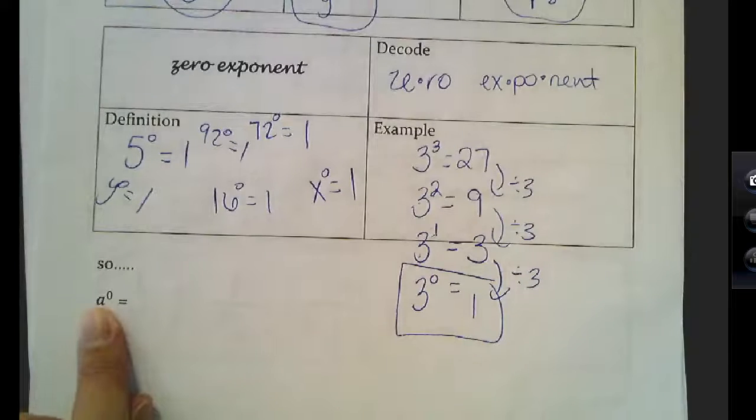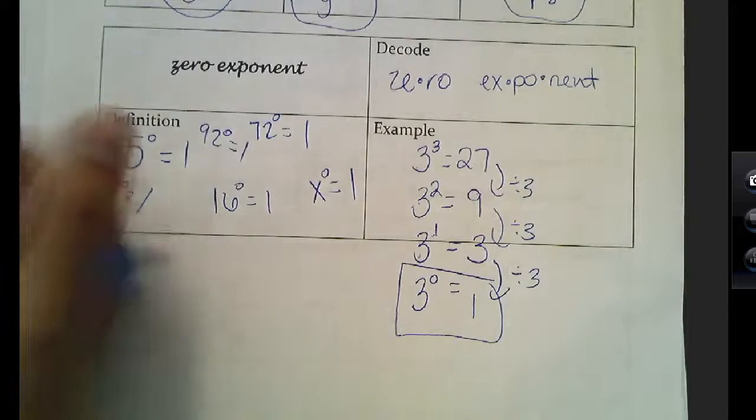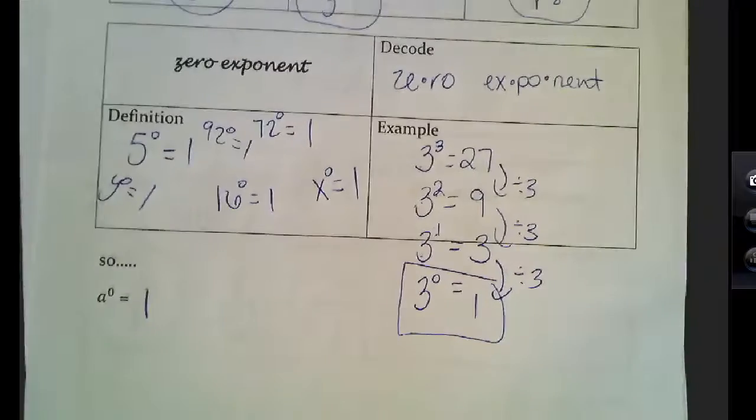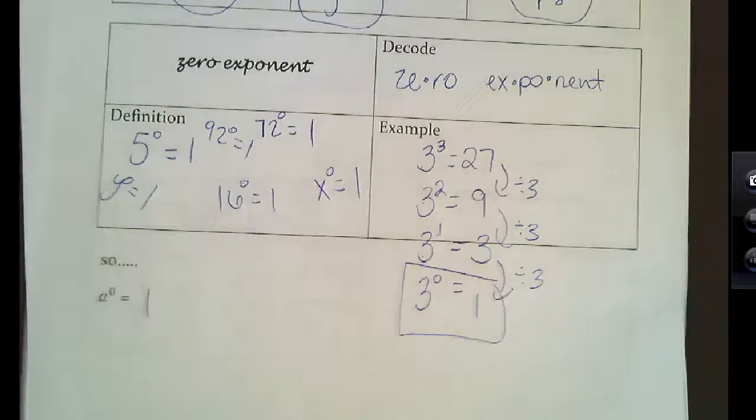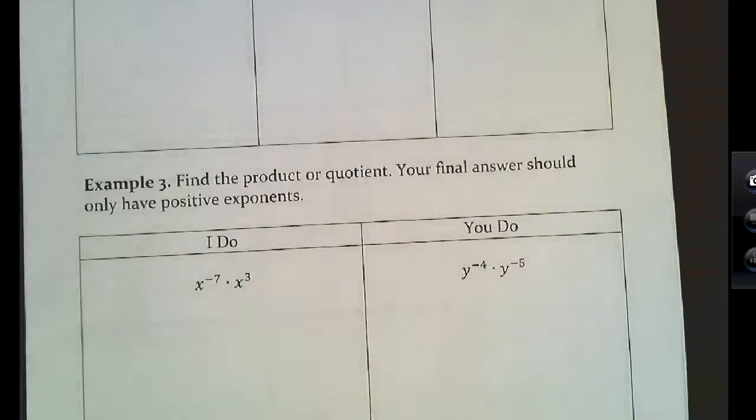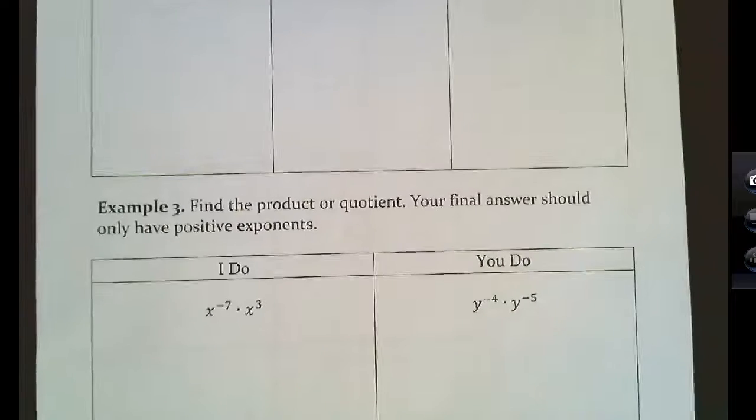So if we have a to the 0 power, what does that equal? 1. And it's just that simple. Anything to the power of 0 is always 1. So let's take a look at this example here.